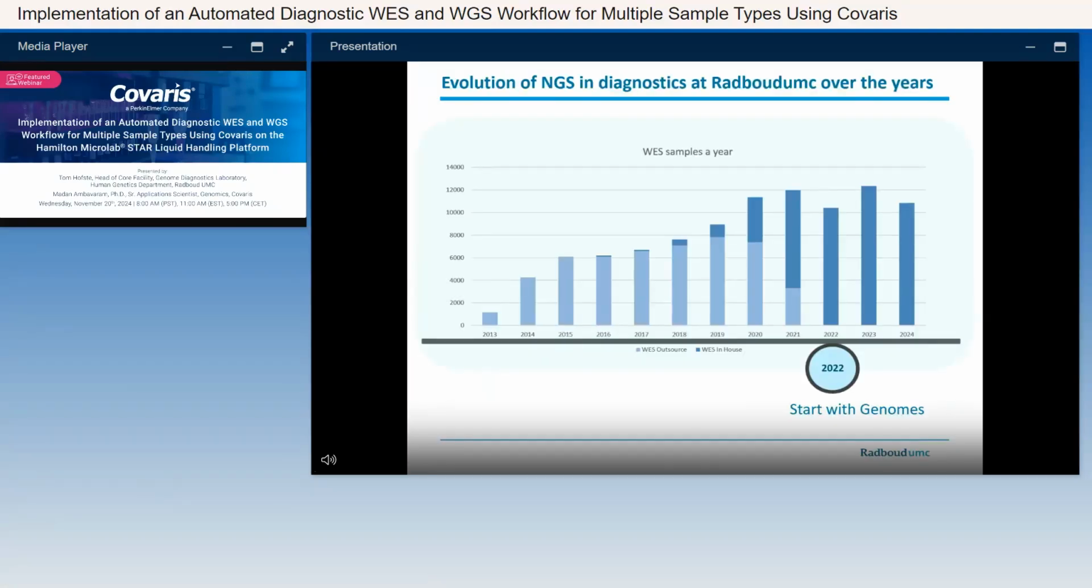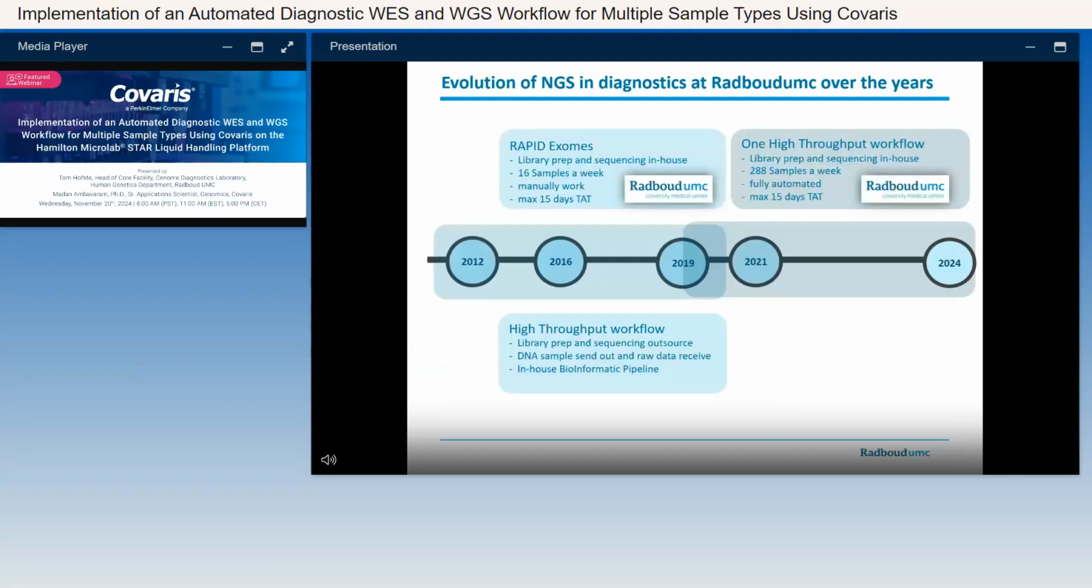I will focus now on the exome workflow, and you can see here a diagram from 2013 until now. These are our numbers of exome sequences a year. You see an increase, and around now we do more than 10,000 exomes a year. In 2022, we also started with genome sequencing, and you see here in this graph 2 different colors, the dark blue colors and the light blue colors. I will explain that a little bit more in this slide.